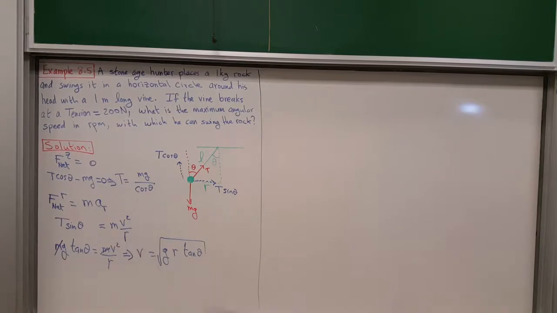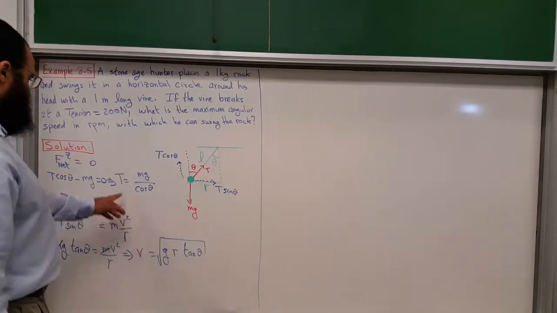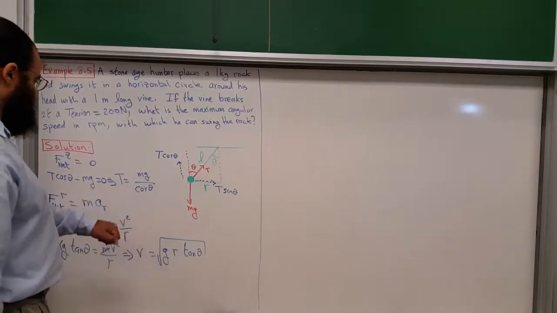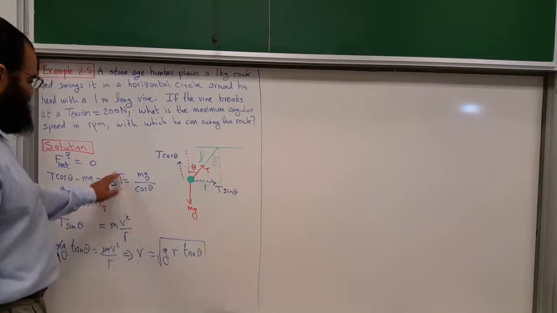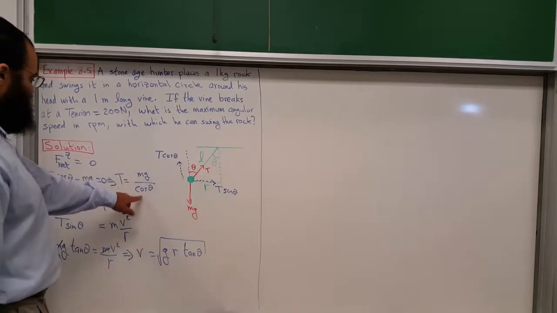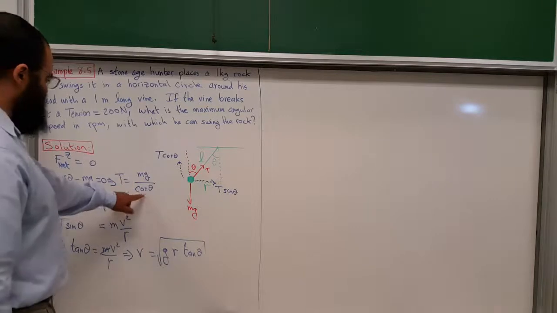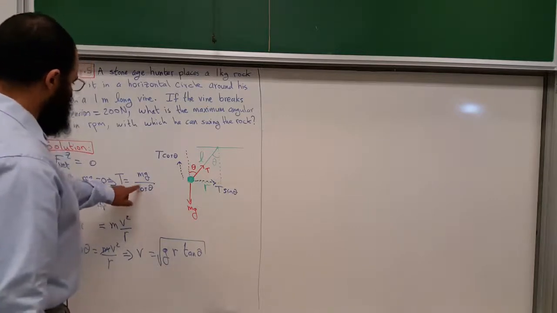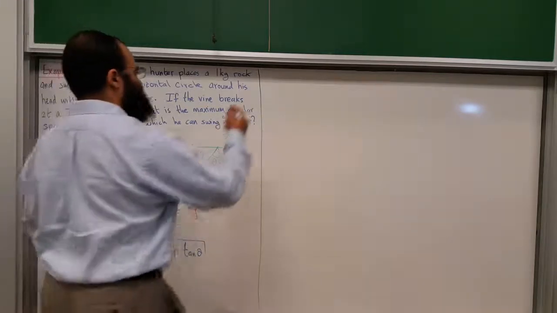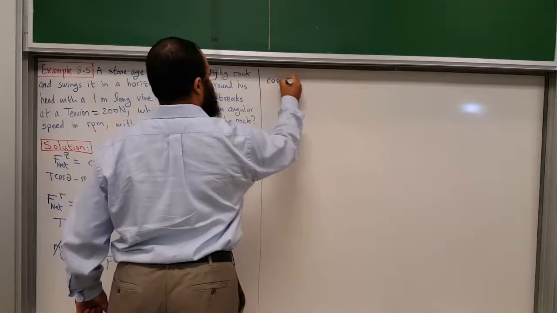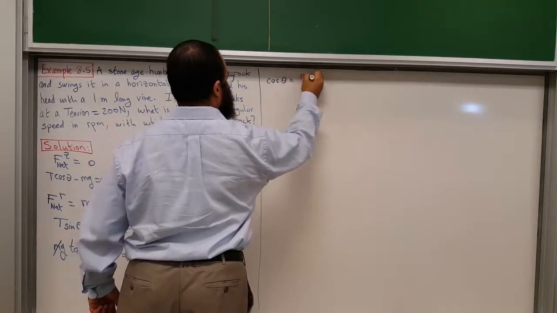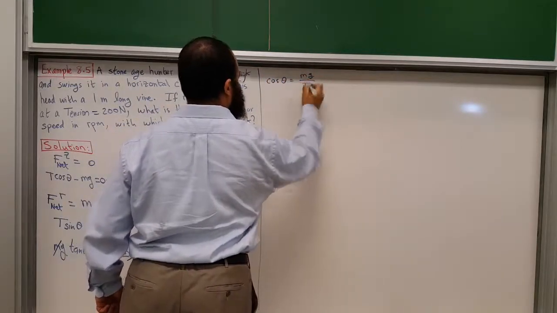Let's see. Since I know ahead of time the tension, if I knew theta, I could figure out the tangent of theta. So let's use this one here. I should have used this, because I know the tension, I could figure out what the cosine is. So cosine theta would be mg over tension. Cosine of theta is equal to mg divided by the tension.